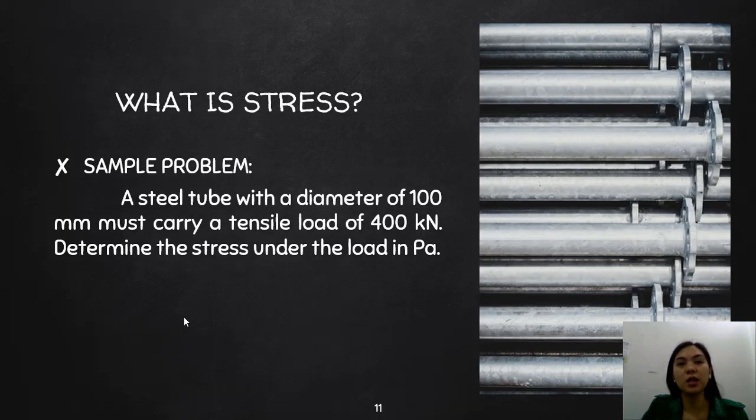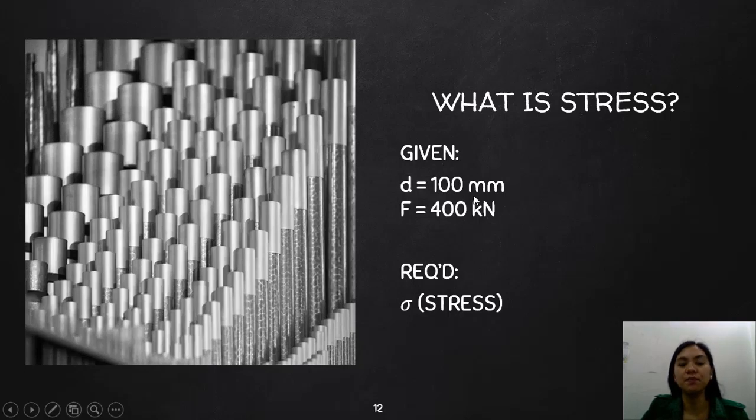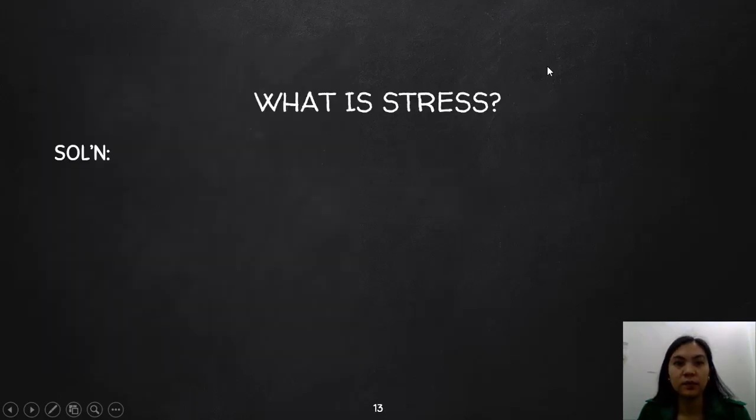So following your GRS method, you're given the diameter, which is 100 millimeters, and of course the force, which is 400 kilonewtons. And of course, the required is the stress, which is the symbol sigma. So your solution is, we first write the main equation: stress is equal to force over area.